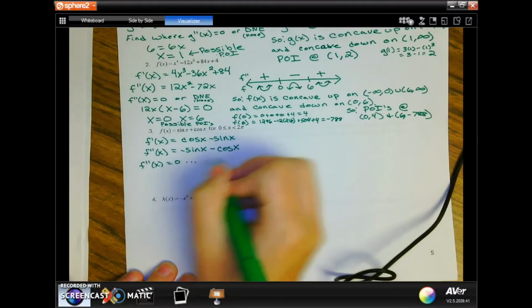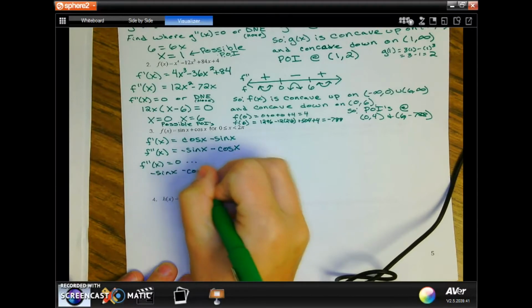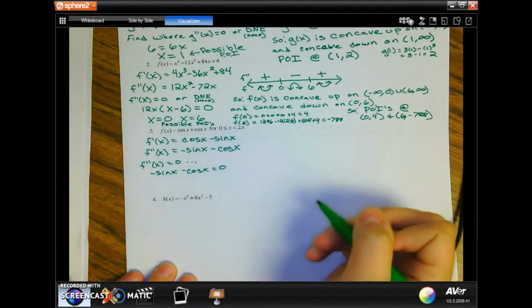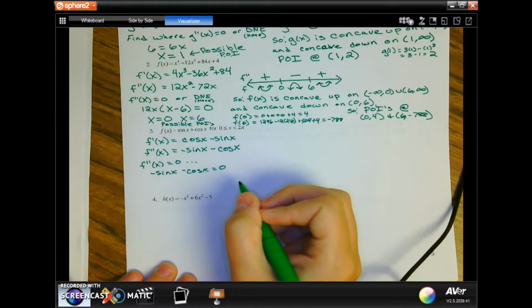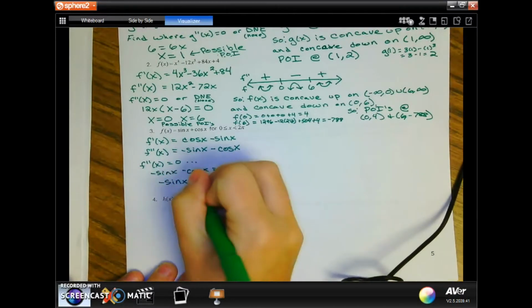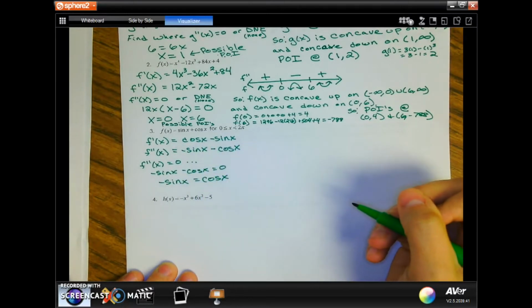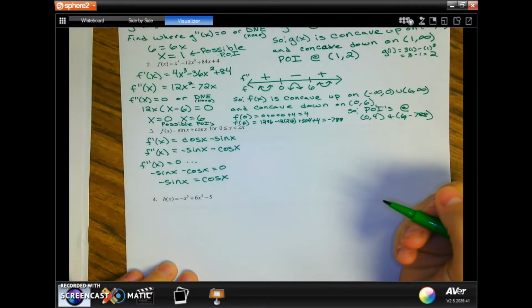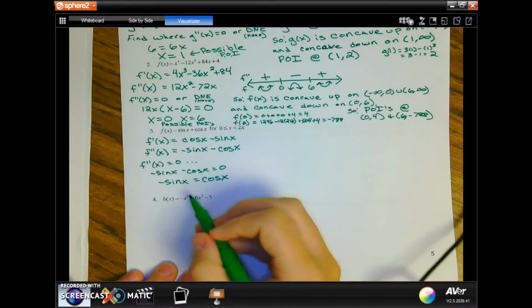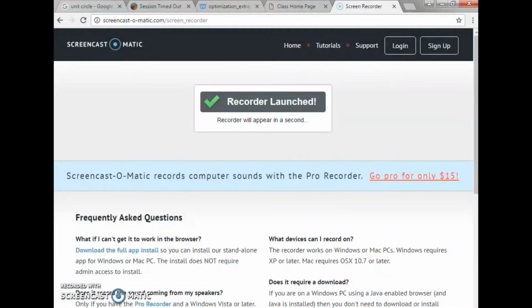So if I set this, negative sine x minus cos x, equal to 0, basically I can move one of those over. It doesn't really matter which one. So I conclude that negative sine x equals cosine of x. And you're like, well, I kind of get stuck there, right? Well, not exactly. Think of on your unit circle where sine x and cos x are the same, and then we'll just need to make sure that one of them is going to be negative.